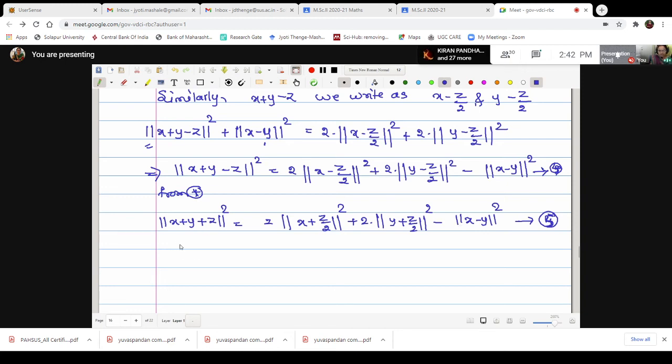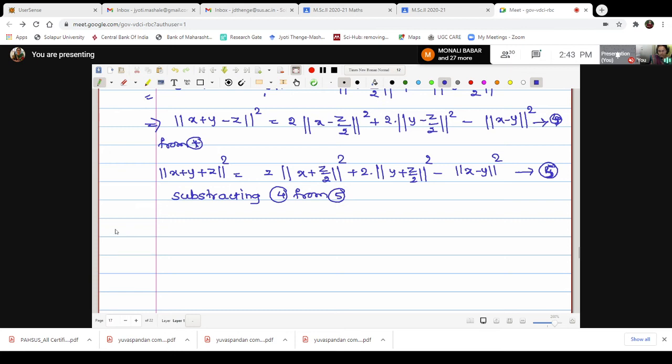Therefore, subtracting 4 from 5. What's the equation? Norm square of x plus y plus z subtracted with norm square of x plus y minus z. Our right hand side will be 2 times norm square of x plus z by 2, 2 times norm square of y plus z by 2. This term will get cancelled, no?